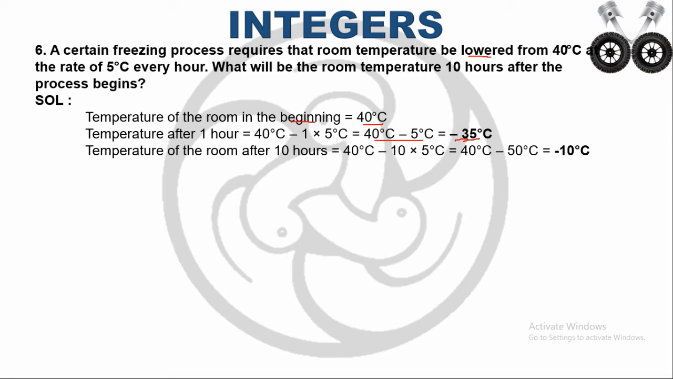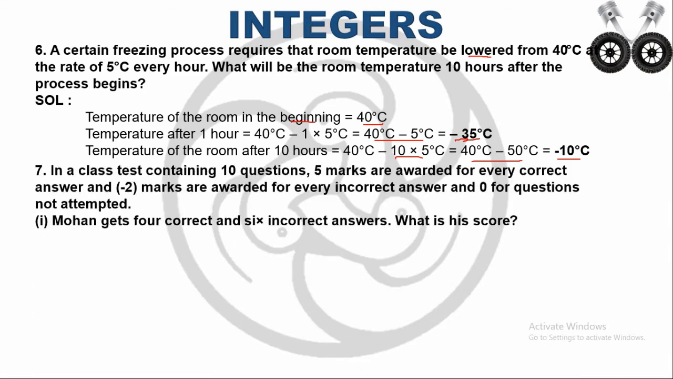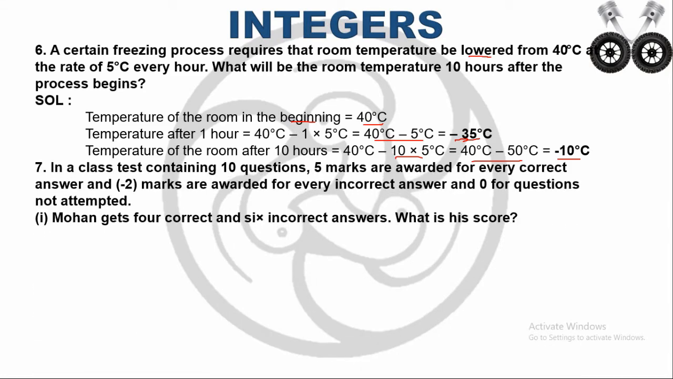Then the temperature of the room after 10 hours: for 1 hour, 5 degrees Celsius is reduced, so for 10 hours how many degrees Celsius is reduced? It is reduced by 50 degrees Celsius, that is 10 into 5. So initial temperature minus 50 degrees Celsius, that is 40 degrees Celsius minus 50 degrees Celsius, we get minus 10 degrees Celsius. So the temperature after 10 hours is minus 10 degrees Celsius.